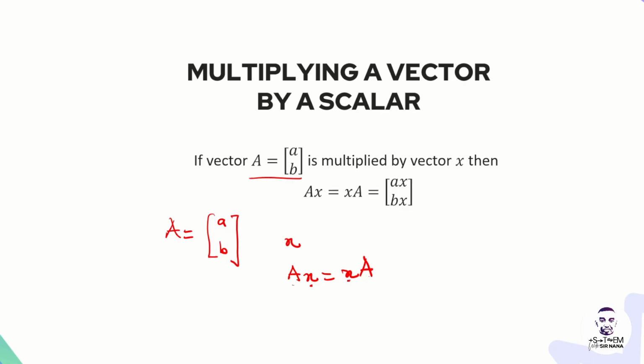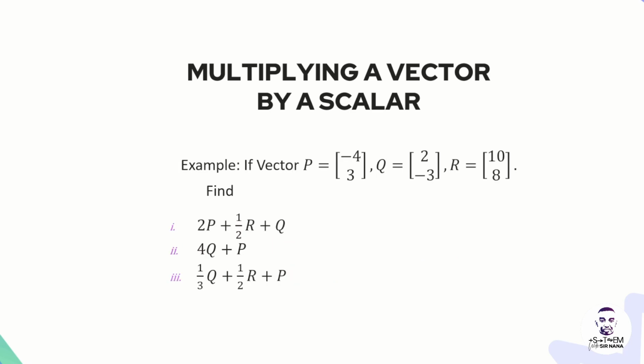We can begin with our scale factor and then have our vector, right? So that should give us a multiplied by x, and then b multiplied by x. The whole idea is to multiply the x by the top part, and then multiply the x by the down part. So multiply the x by the top part of the vector, then multiply by the down part of the vector. So let's consider an example.